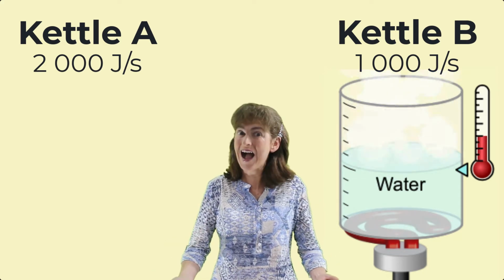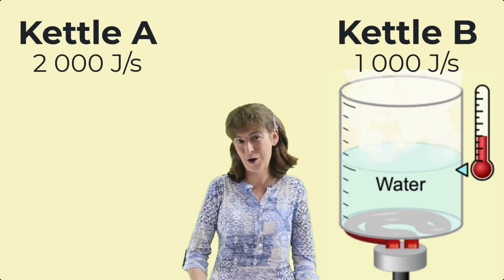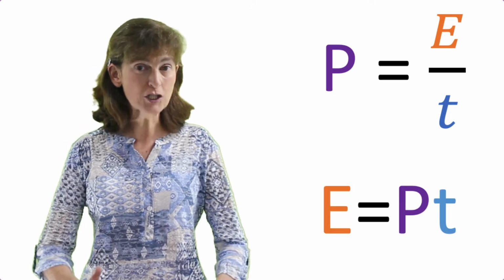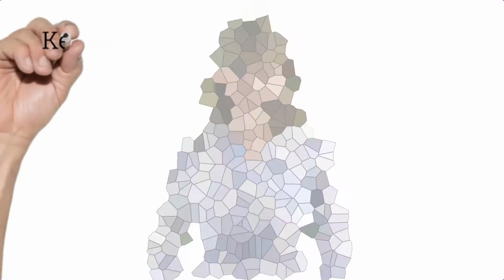And that's why we have to wait longer for kettle B to do the job. We've seen that power equals energy divided by time. So energy equals power multiplied by time. Let's work out how much electrical energy kettles A and B converted into heat energy while they boiled the water.